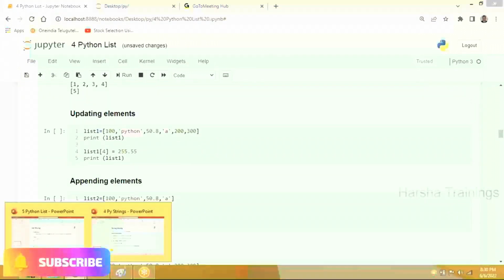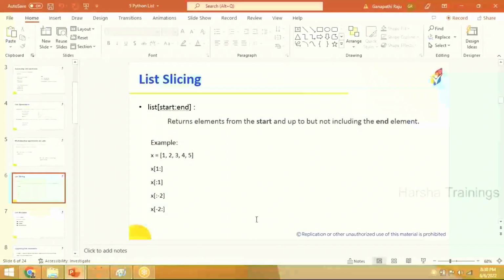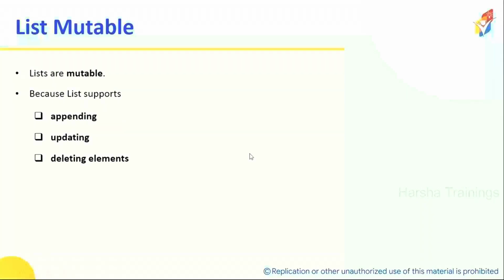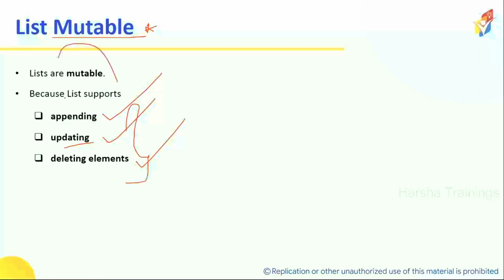The most important concept is mutability. What is the meaning of mutability? This slide is most important, Andy. If you go for any interviews, they will ask this question: what is list mutability? What is the meaning of mutable? I can append the data, I can update the data, I can delete the data. Appending means adding items. Updating means changing items. Deleting means removing items from the given list. These three operations I can perform because of mutability.